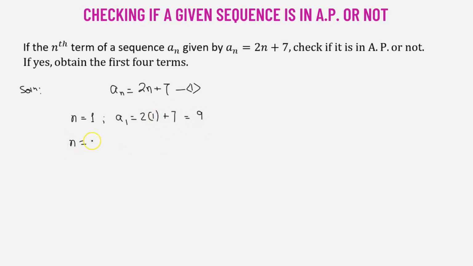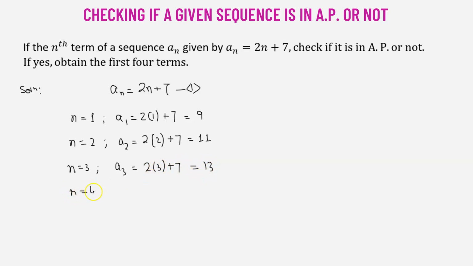Then we'll consider the second term. For this, we are going to consider n equal to 2, such that a2 becomes equal to 2 times 2 plus 7. So 2 times 2 is 4, and 4 plus 7 is going to be equal to 11. Then we have n equals 3, which is going to give us the third term. So we have a3 equals 2 times 3 plus 7. So 2 times 3 is 6, and 6 plus 7 is going to give us 13.